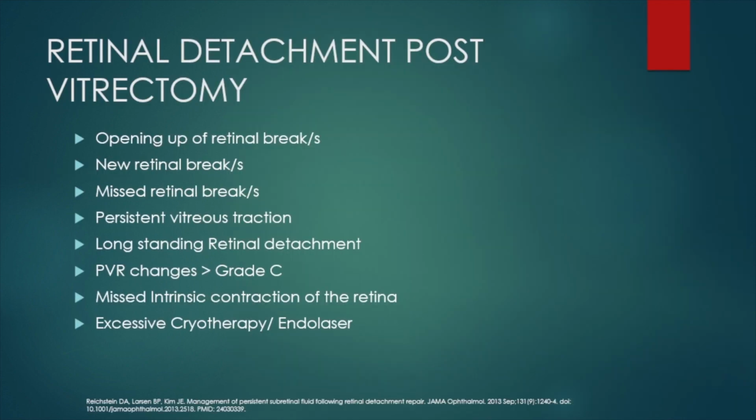Now if we see retinal detachment after vitrectomy, what could be the probable causes for it? There can be an opening of the retinal breaks, formation of new retinal breaks, any missed retinal breaks, any persistent vitreous traction, a long-standing retinal detachment, proliferative vitreoretinopathy changes more than grade C, any missed intrinsic contraction of the retina, and excessive cryotherapy or endolaser having been done.